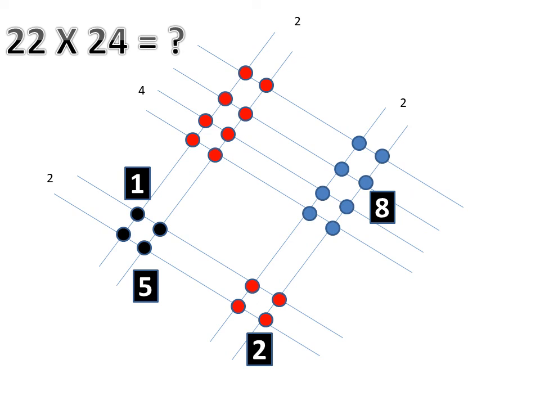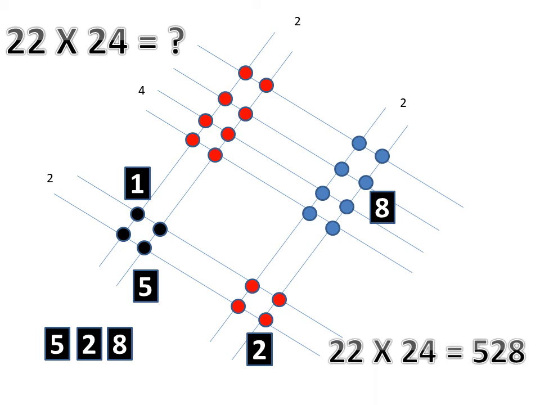And then finally, by joining all the numbers together, starting from 5, followed by 2, and lastly 8, we have 528. Thus, it only shows that 22 times 24 is 528.